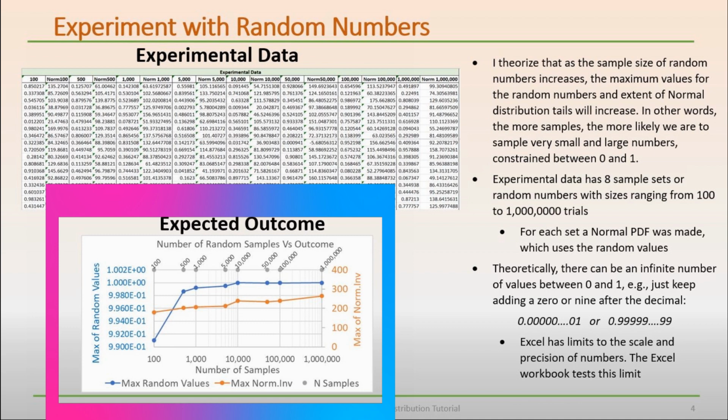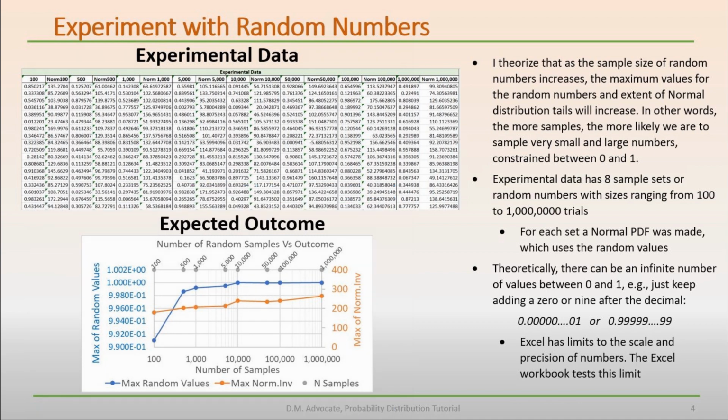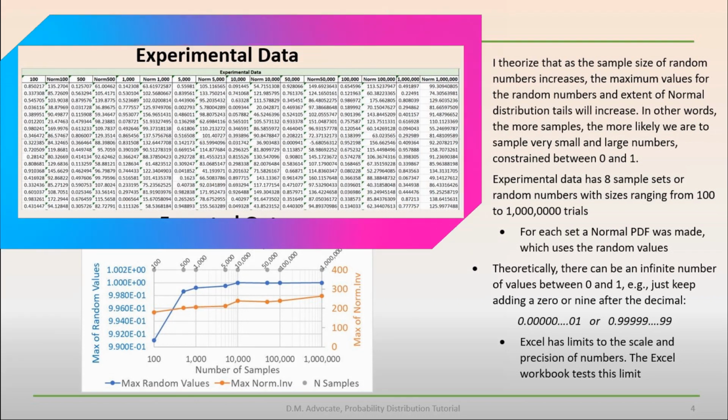between 0 and 1. To test this, I've created an experimental data set that has 8 sample sets of random numbers with sizes ranging from 100 to 1 million trials. And for each set, a normal PDF was made which uses the random values.